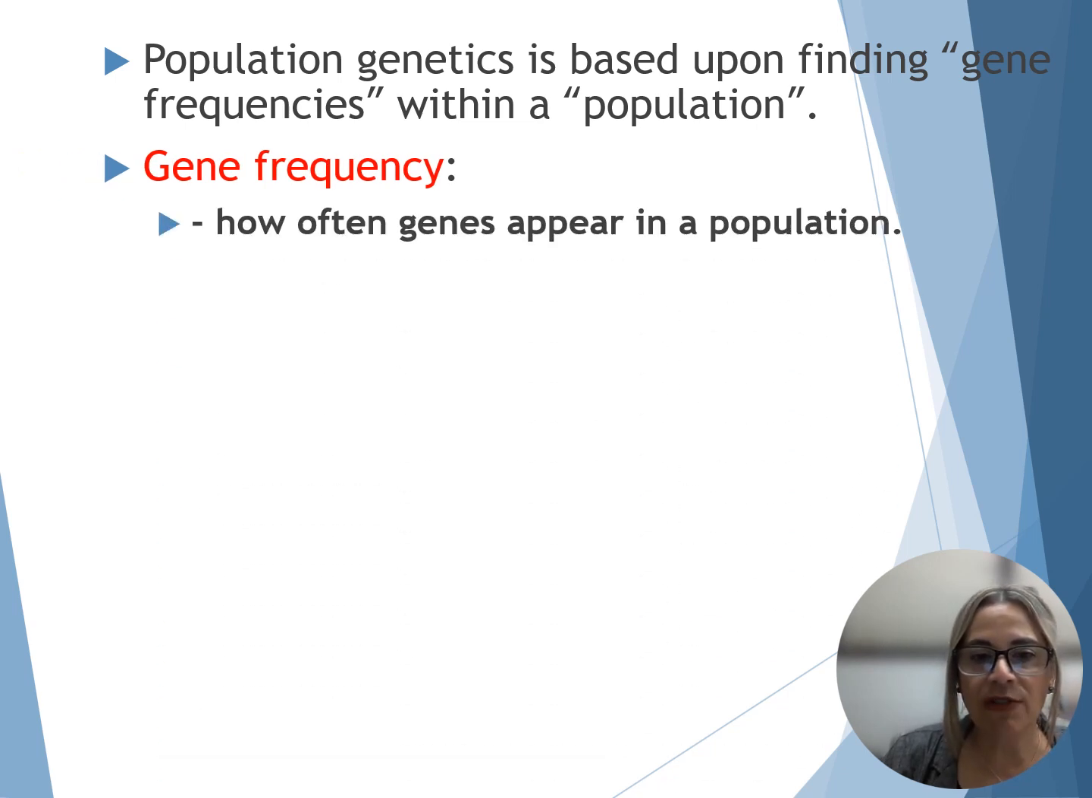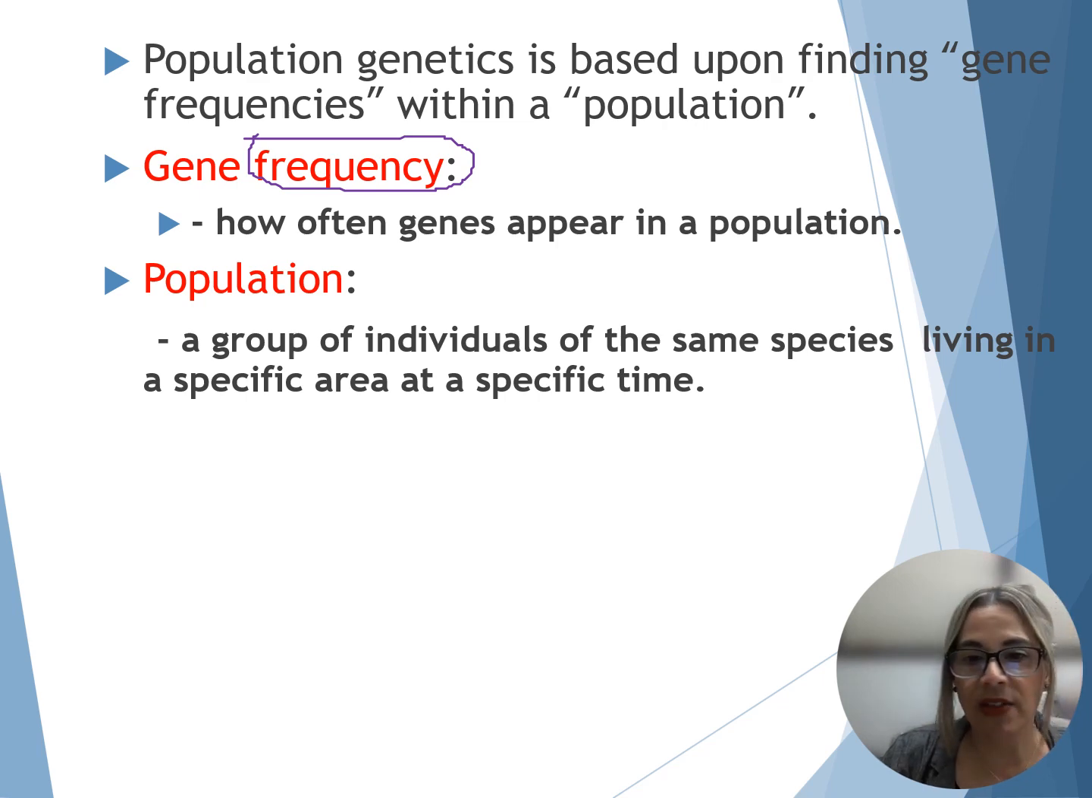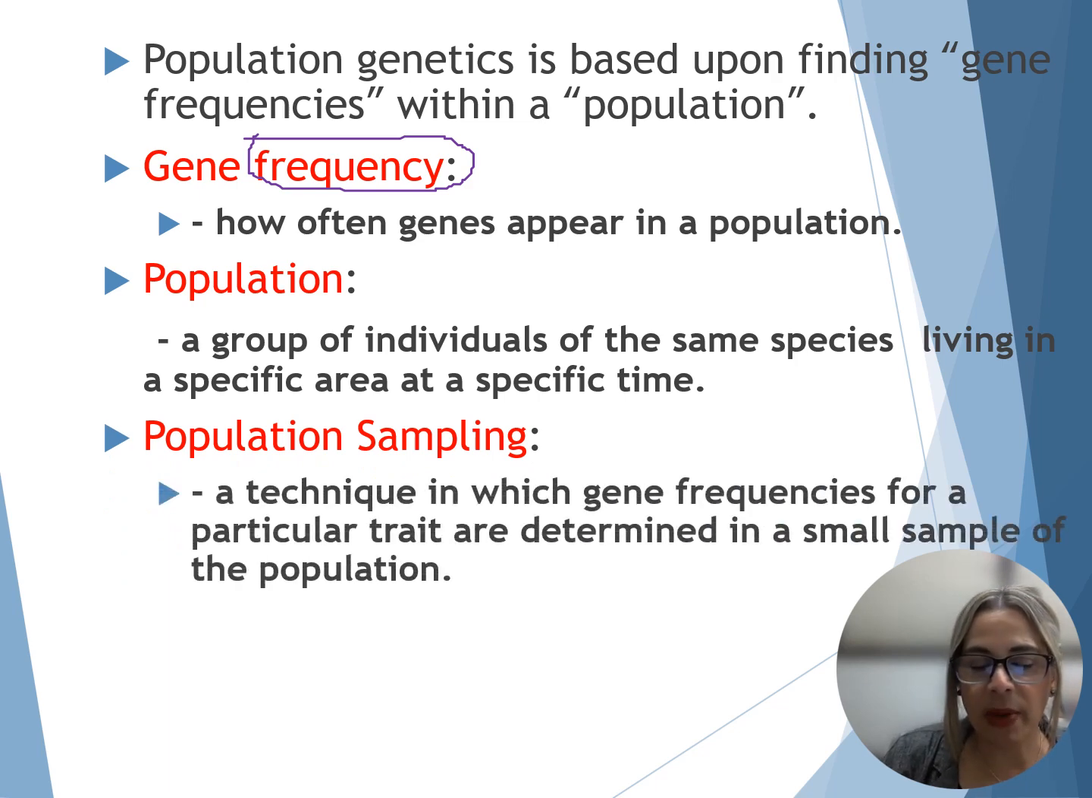So by definition, gene frequency is exactly what the name implies. It's the frequency of that gene in a population, or in other words, how often that gene will appear in that population. And again, remember, a population is a group of individuals that live in the same area at the same time, and of course can reproduce and have viable offspring. So population sampling is done because it's very difficult to actually count every member of a population, particularly if we're dealing with populations that are quite large or with species that are difficult to actually gain quantitative data on. And as a result, something called population sampling is done.